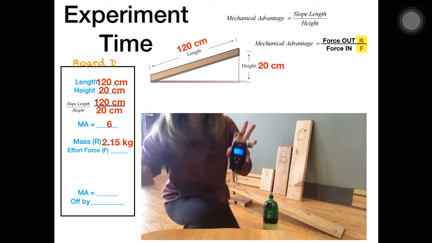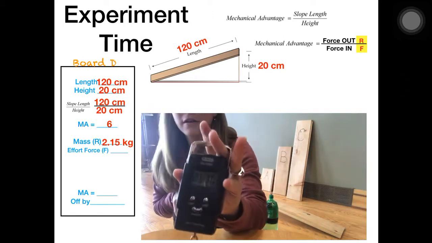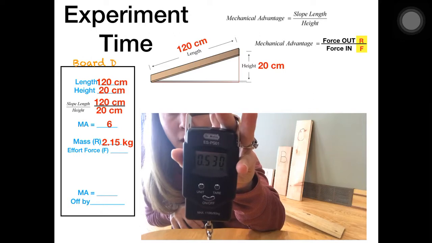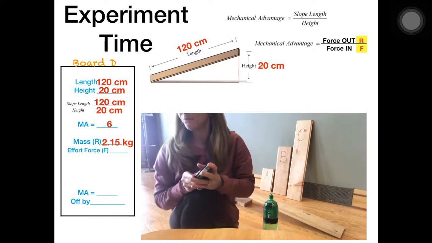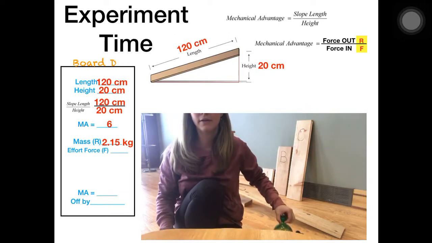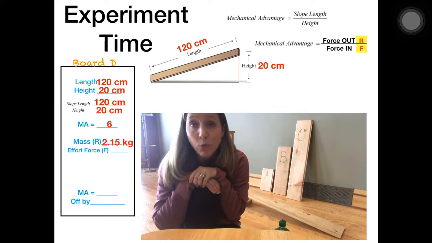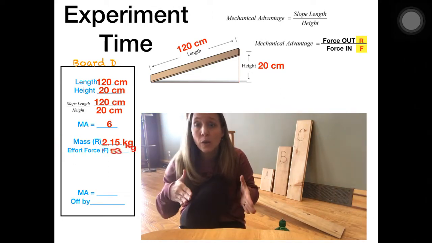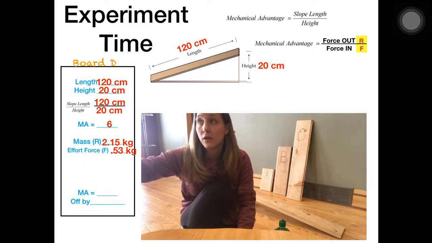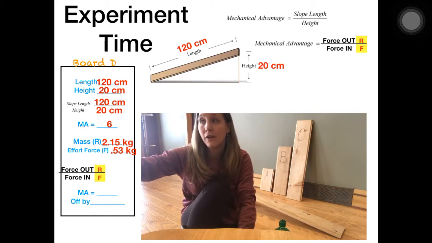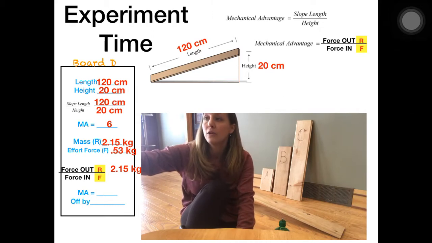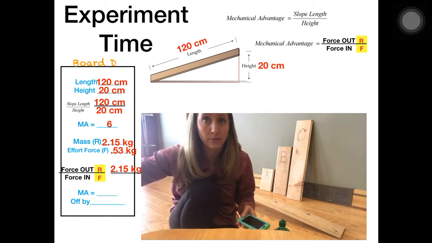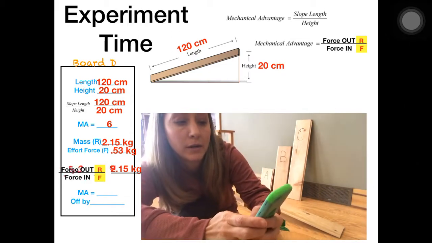Okay. So our effort force here is 0.53. Okay, 0.53. So we have a mass of 2.15 kilograms, and our effort force we put in was 0.53 kilograms. So we can go ahead and do our division again, because we have the force out of 2.15, the force in of 0.53. That's what we were putting in when we pulled it up the board. And if we do that math with our calculator, 2.15 divided by 0.53.